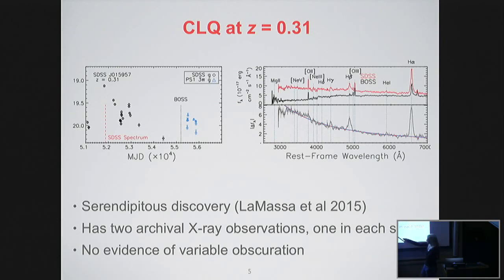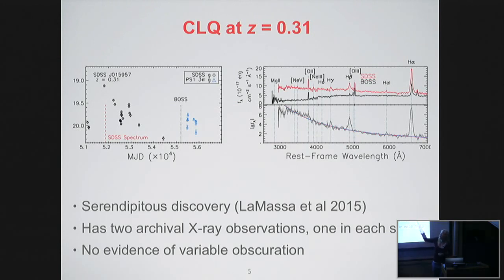On the left, you see the light curve history. It's in Stripe 82, so it has a nice detailed light curve in the early years. Then several years later, you have another spectrum with BOSS, and shown here is the Pan-STARRS data in blue. On the right, you see the Sloan spectrum in red, and you have H beta there. If you can see, it's broad, and the BOSS spectrum in black, where the broad component of H beta has completely gone away.